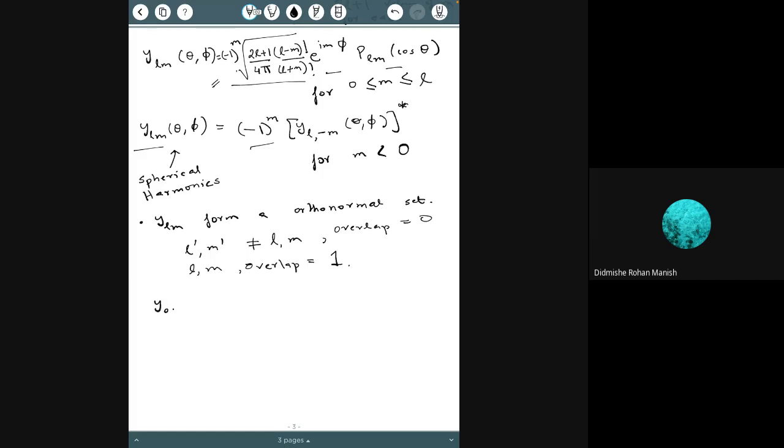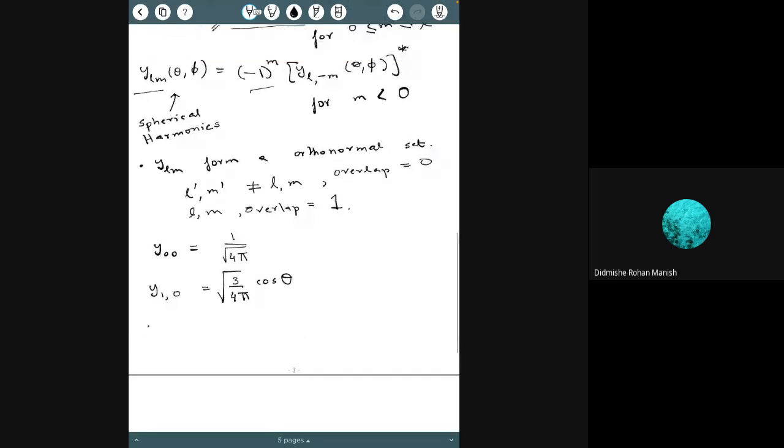And then I'll just give you some examples to show you that not all the functions look so horrible. If L equal to 0 and M equal to 0, then Y00 is simply 1 by root of 4 pi. Then if you have L equal to 1, M equal to 0, it just looks like root of 3 by 4 pi cos theta. And if you have L equal to 1 and M equal to plus minus 1, that is minus plus root of 3 by 8 pi e to the power plus minus i phi.